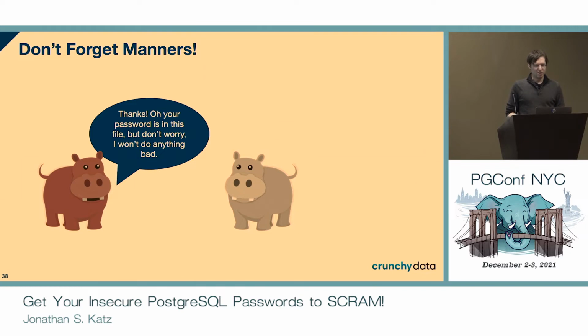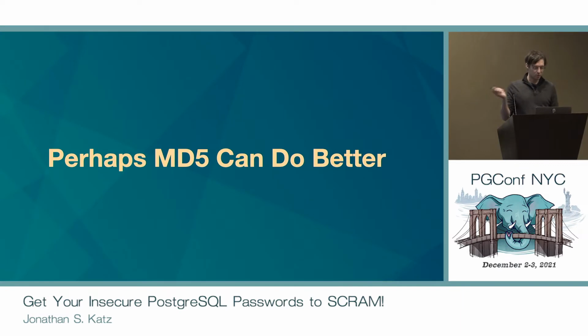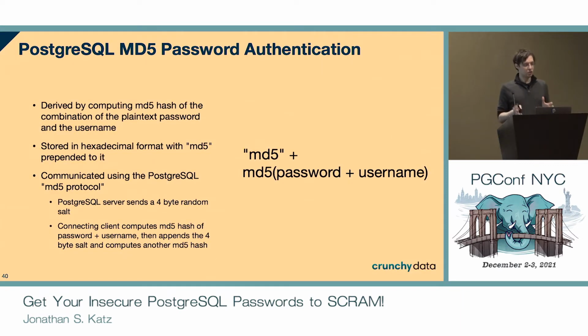So we see that there are some things we need to do to tighten up password management, and this is where MD5 came in. Now, when we say MD5 authentication, we mean Postgres MD5 authentication, and there's actually a protocol to it. The first thing is how you hash the password. You take your plaintext password, append your username to it, where the username acts as a salt, and then prepend MD5 to it. If you look inside the pg_authid table, this is exactly how you see the password stored.